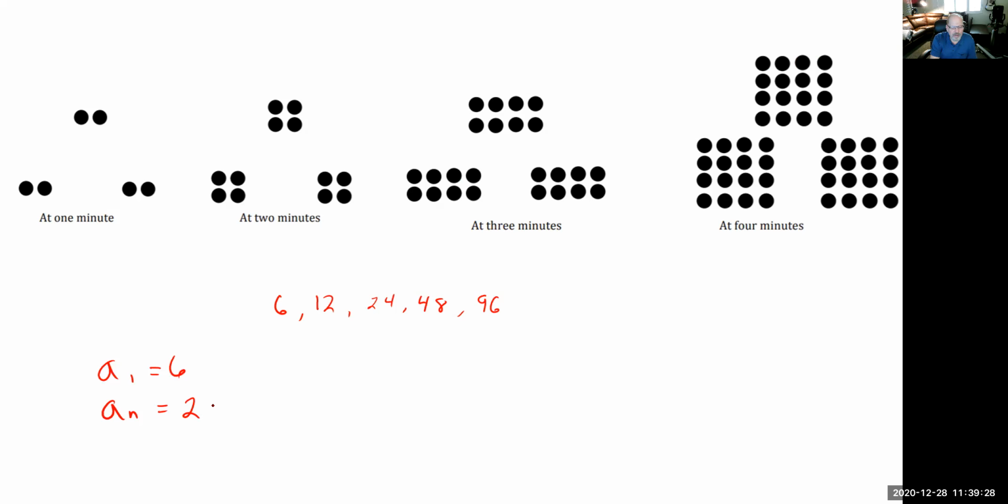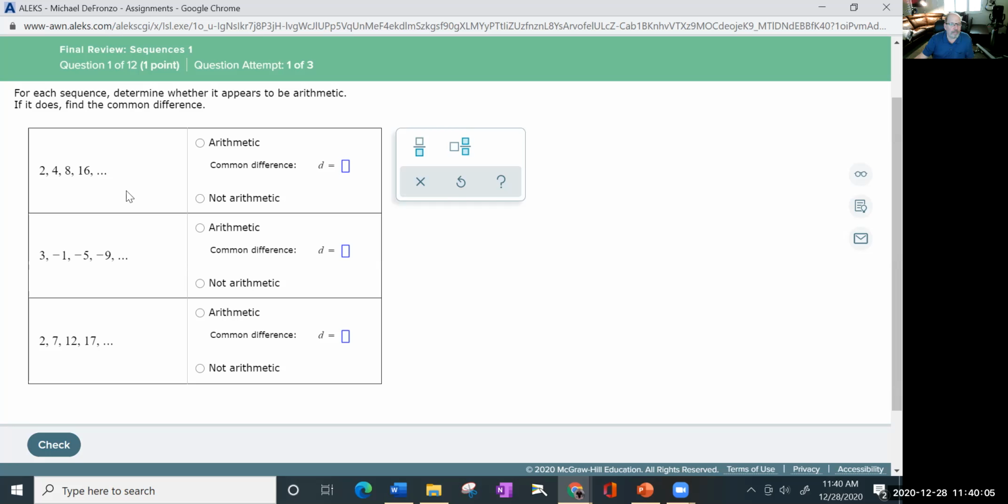So if we were going to look at today's assignment, question 1, decide whether it appears to be arithmetic. If it does, find the common difference. So 2, 4, 8, 16. Doesn't look arithmetic, it looks geometric, right? It's doubling, it's not adding each time, so it's not arithmetic.